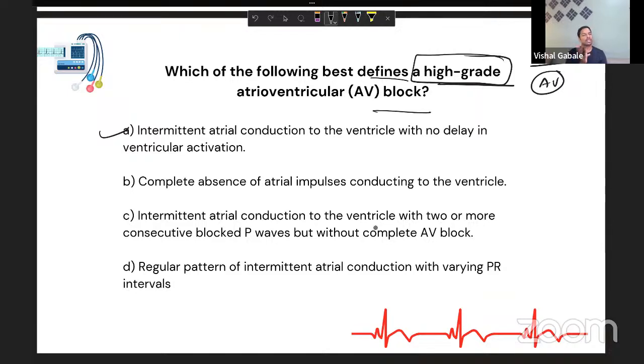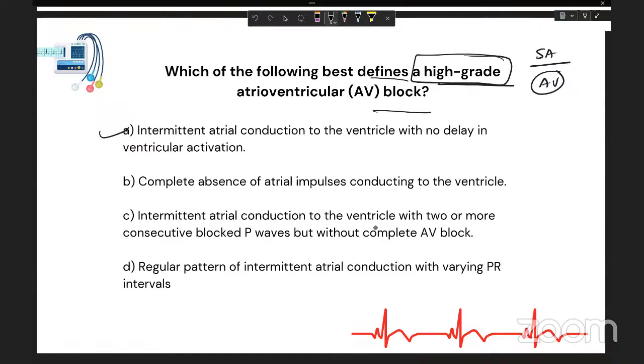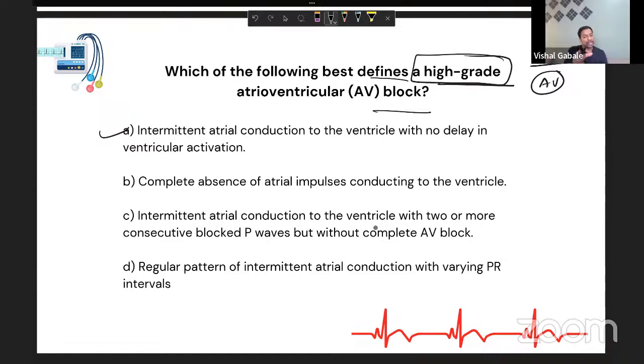In first degree, there will be no block. There will be just delay. In second degree, first type, there will be block. Then there will be increased block. Then there will be more increased block. And at one point, there will be absolutely no passing of the signal from the SA node to the AV node, to the bundle of His. So that will be your Mobitz 1. Second is unpredictable blockages. That will be Mobitz 2.